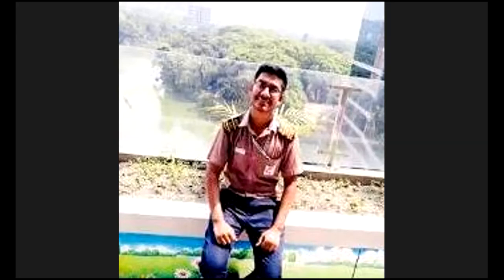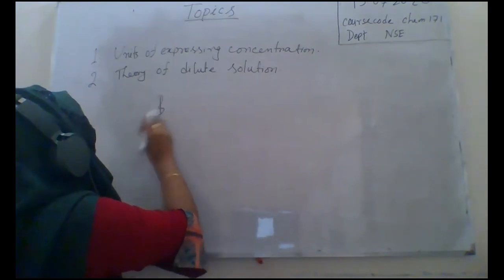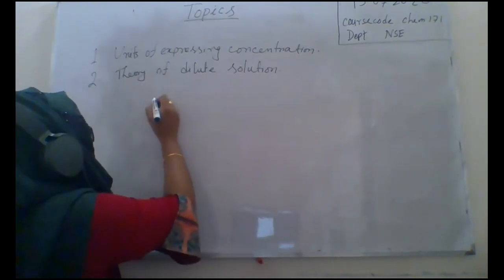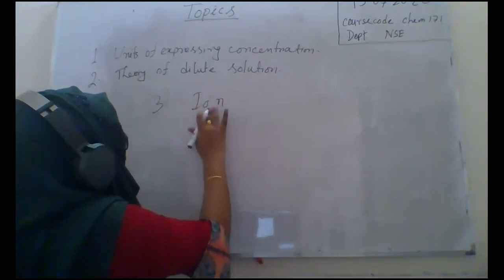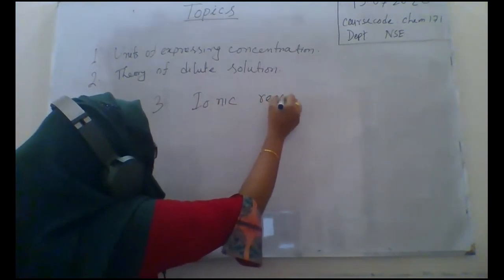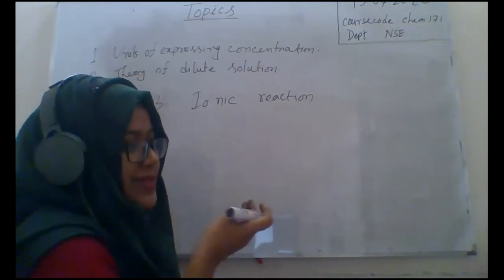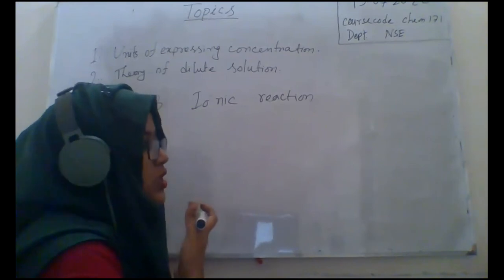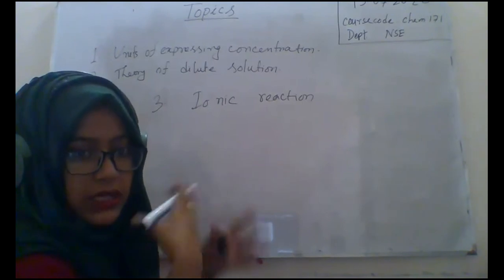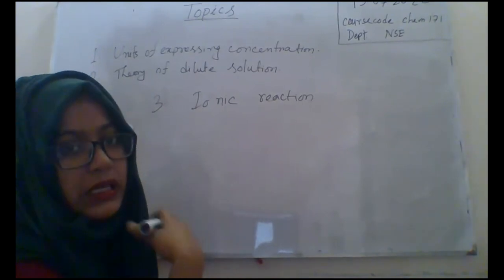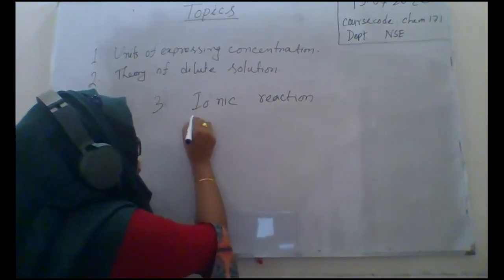Okay. Now I will calculate for another case. Number 3 is ionic reaction. I have discussed acid and base. Now I will discuss ionic reaction. So our solute can be anything: acid, base, salt, or oxidizing agent, reducing agent. So you have to know how to calculate the equivalent weight of each solute. So this is for ionic reaction.